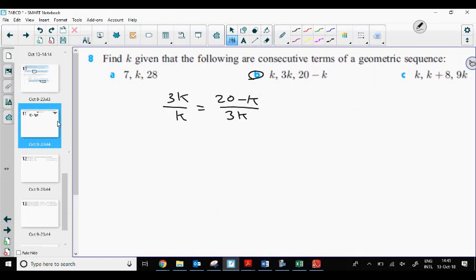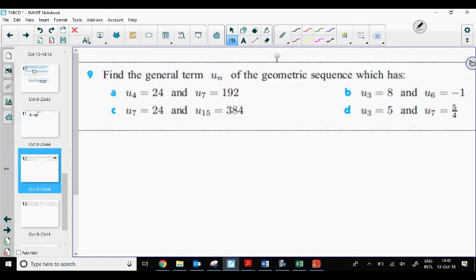Here, again, finding the value of k, given that a few terms are part of a geometric sequence, we're just going to do quotients and set the quotients equal to each other. This is, again, a very simple equation to solve for k. It is beneath me. My time is more valuable, and so is yours.